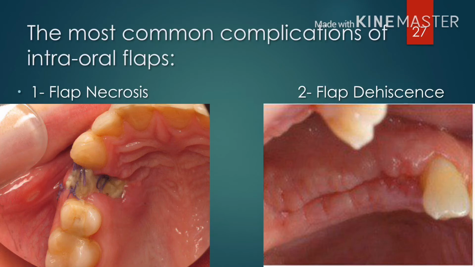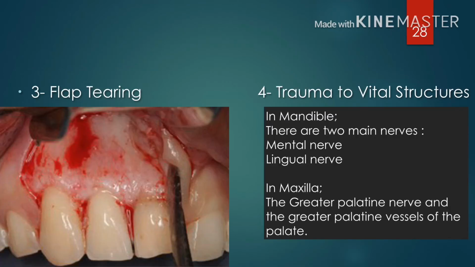Flap dehiscence means healing of the incision with separated margins. The reason is either the soft tissues were unsupported or the suturing was under tension. The third complication is flap tearing due to over retraction. The last and most important complication is trauma to vital structures.